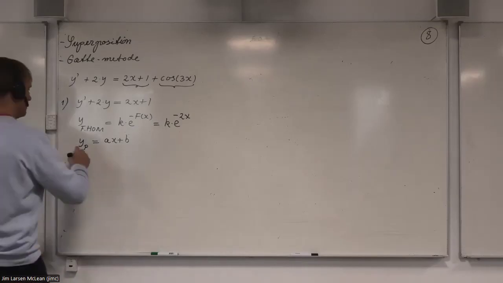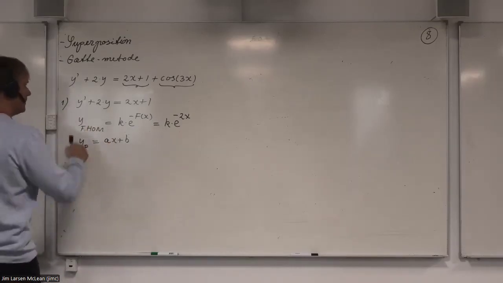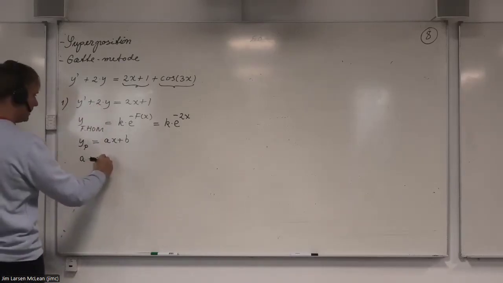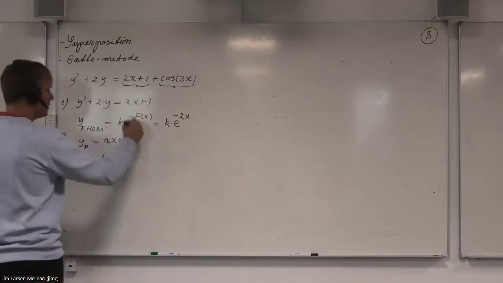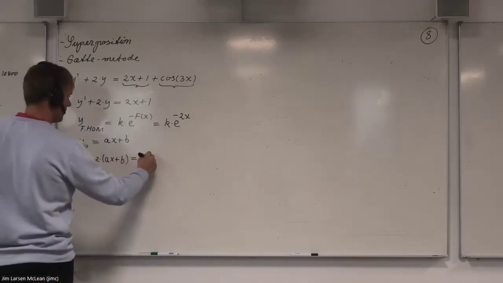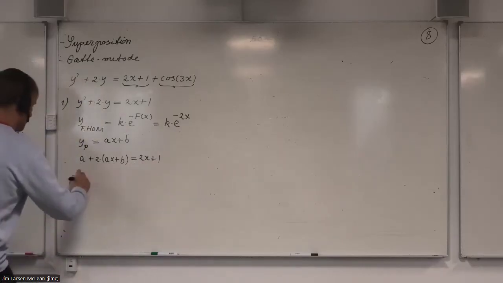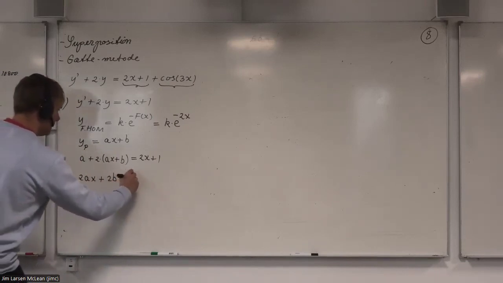So we substitute and now get here in the y prime position a, because ax plus b differentiated gives a, plus 2 times ax plus b. And it has to match the right side, which was 2x plus 1. So now it says 2 times a times x plus 2 times b plus a. We need to compare with 2x plus 1.